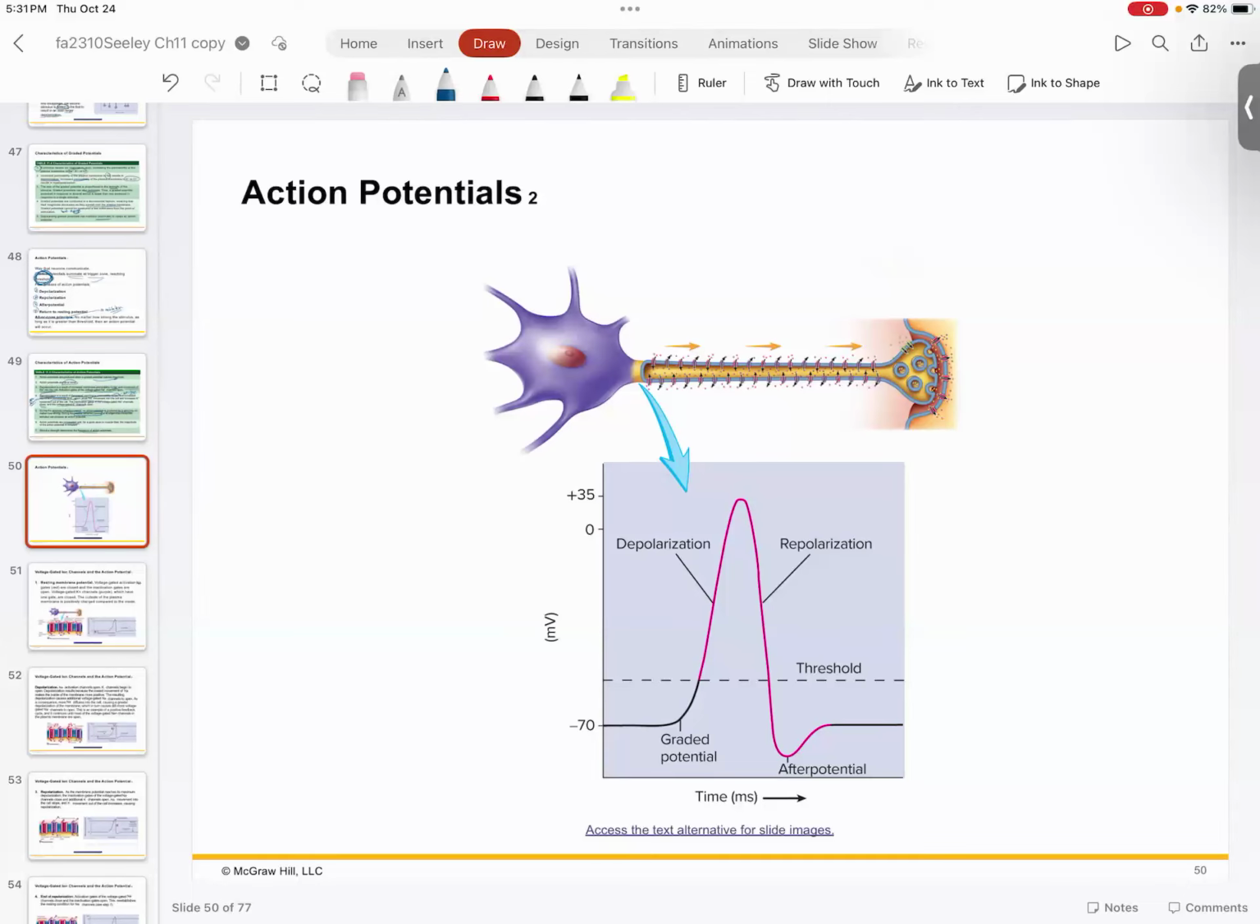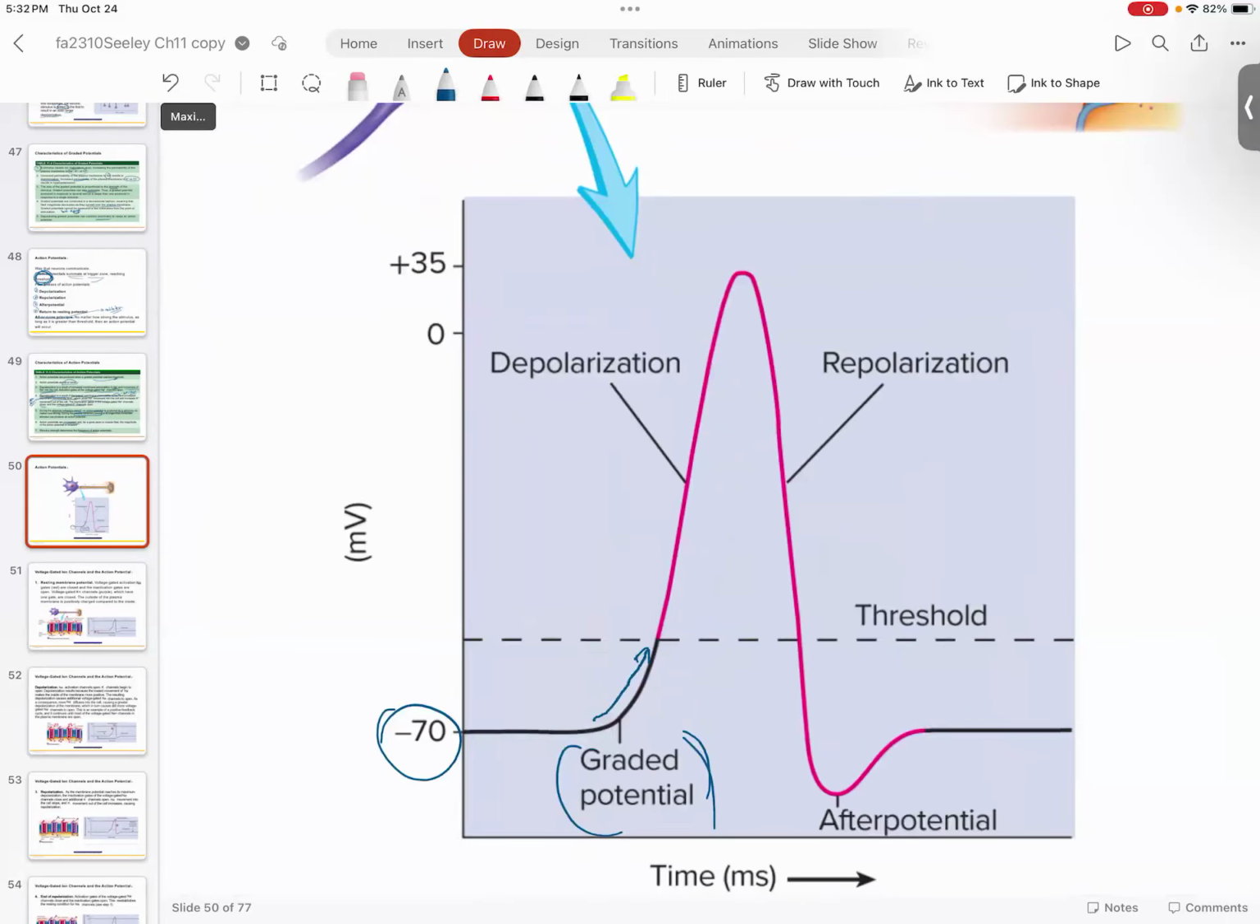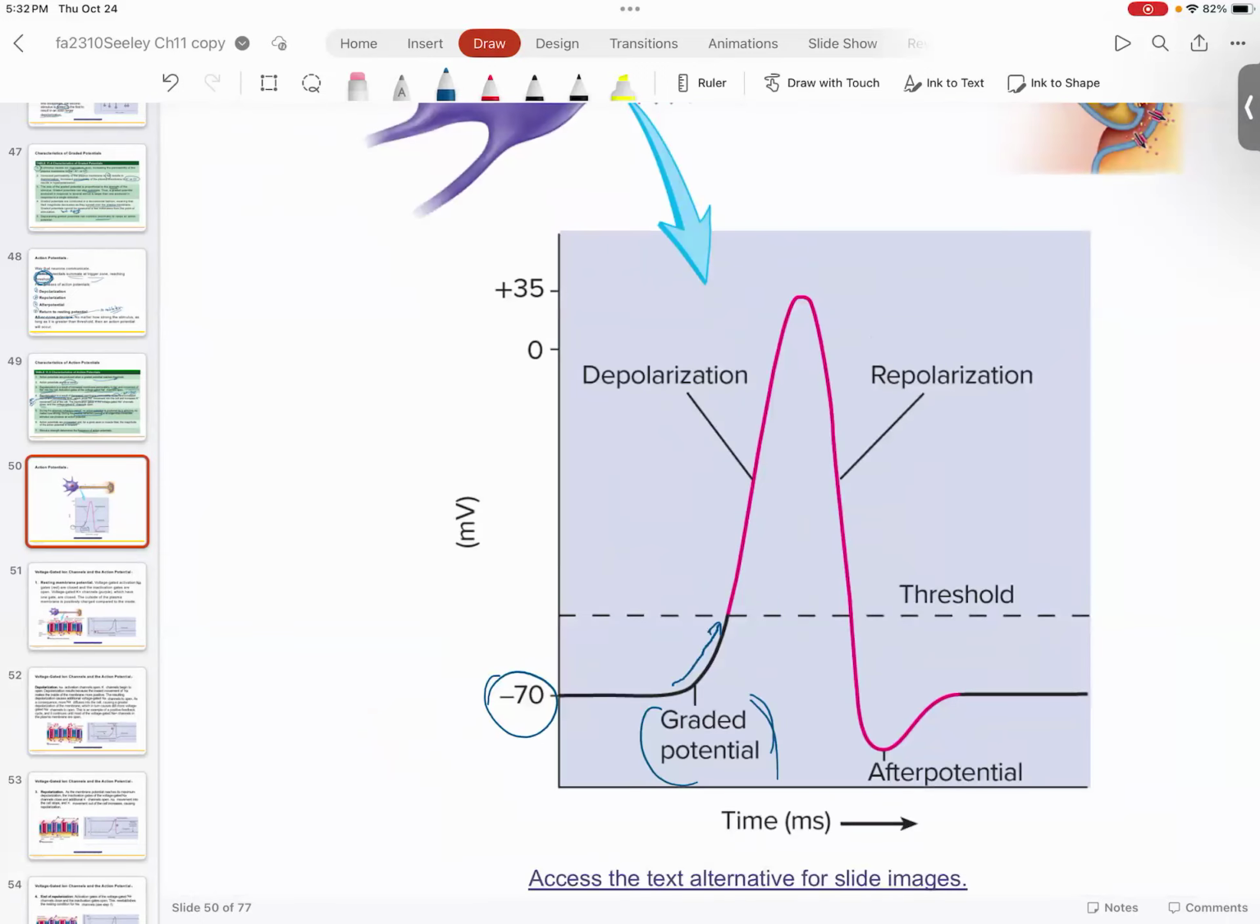So you start off, first of all, at resting membrane potential. And then initially, you start to get a little bit of that inrush, giving you a graded potential. It's sub-threshold, but it's climbing, climbing, climbing. So for a little bit of time there's a sub-threshold increase in potential, and so that's a graded potential.